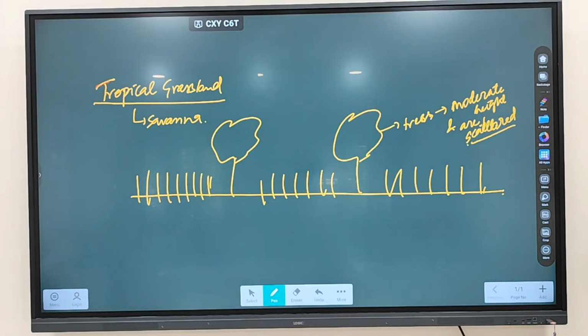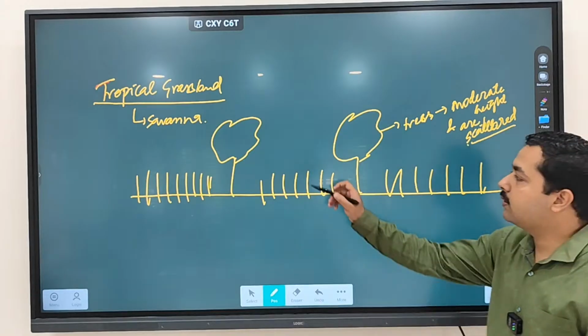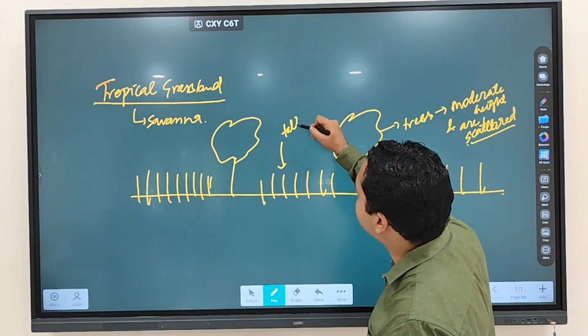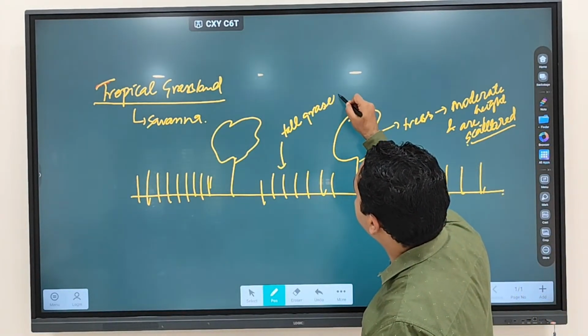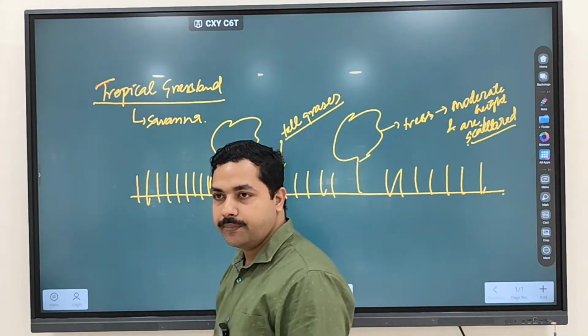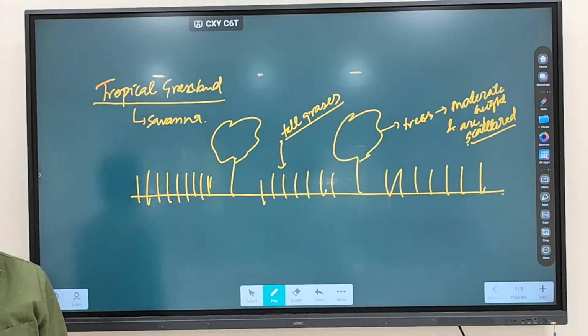So trees are having moderate height and they are scattered, and tall grasses are being found. Clear? Because of ample rainfall, that is moderate rainfall, you'll see grasses are going to be there, but trees are not going to be much. Trees are going to be of moderate height, or you can also write short height, as compared to deciduous forest or evergreen forest.